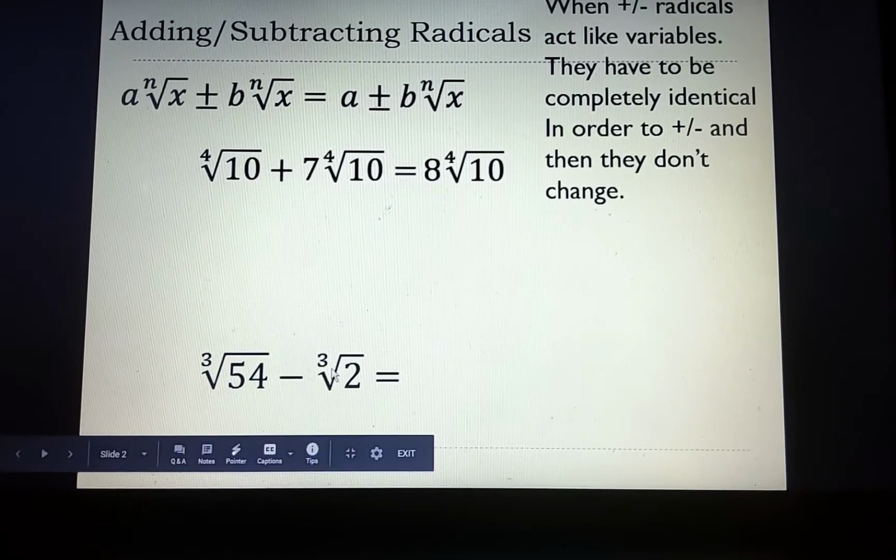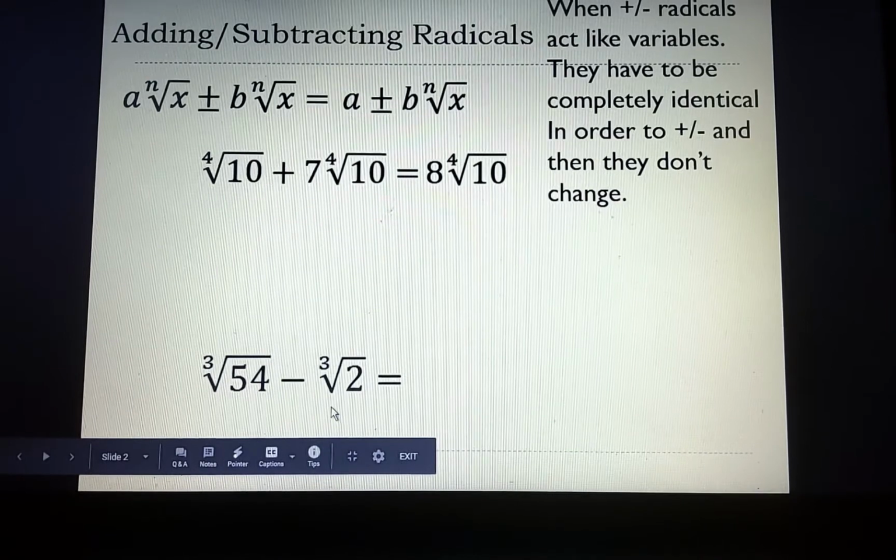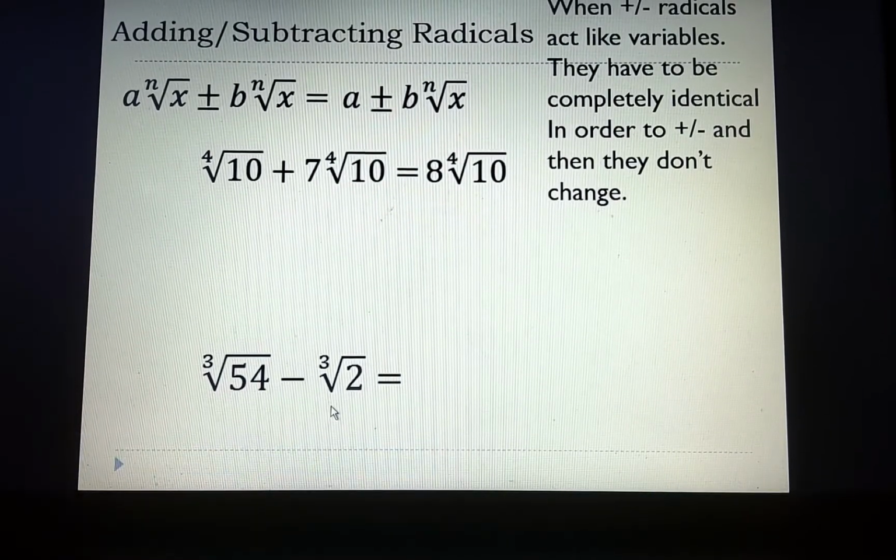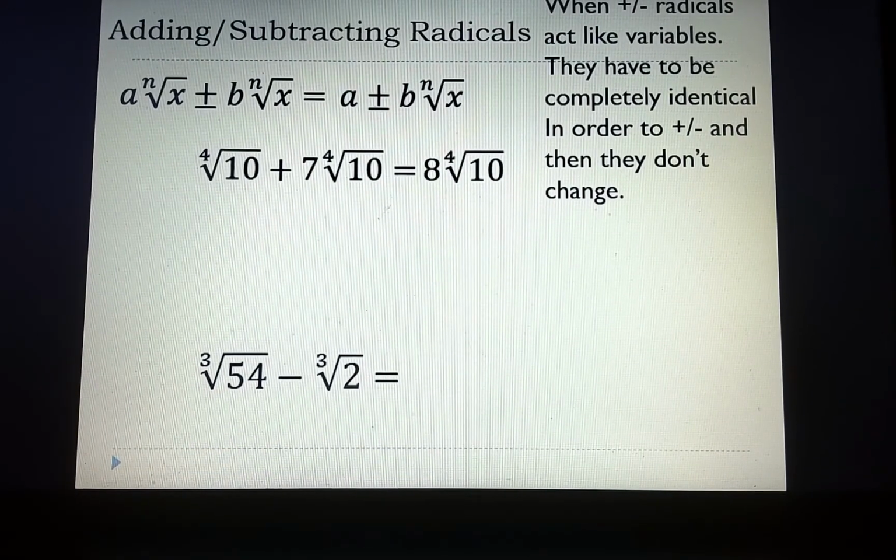Now, of course, they're going to throw you problems like this: the third root of 54 minus the third root of 2. They're not the same. Now, we don't want to make the 2 into a 54. What we want to do is try and break the 54 down so that it has a third root of 2. Okay? So that's where you're going to use your perfect squares paper.